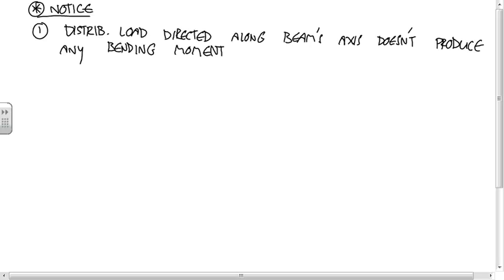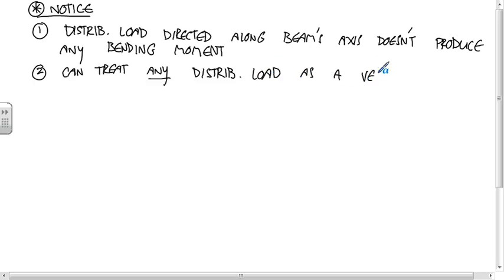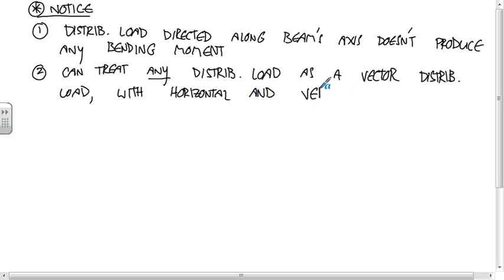Okay, the second thing to notice is you can treat any distributed load as a vector distributed load with horizontal and vertical components.